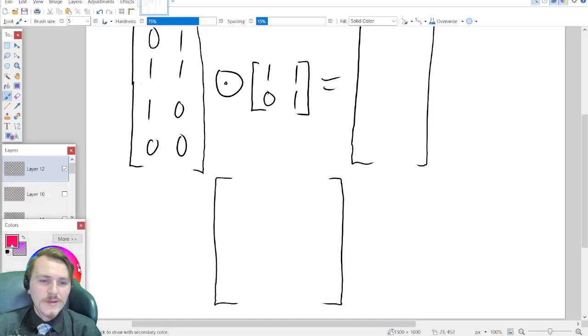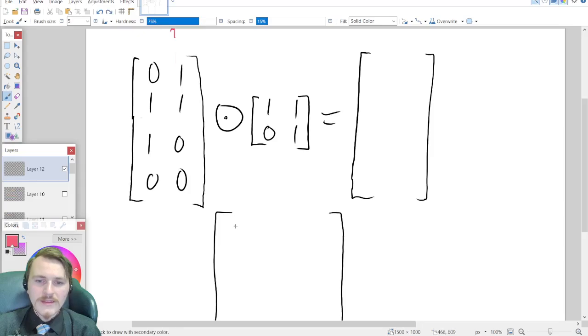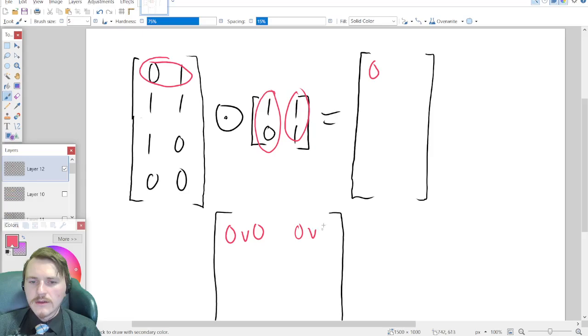Let's try to do the math. First row, I want to get the thing in the first row, first column. First row times the first column is 0 and 1, or 1 and 0, which is 0. Resulting thing is 0. Next, second column. 0 and 1 is 0. 1 and 1 is 1. Sorry, yeah, 1 and 1 is 1.